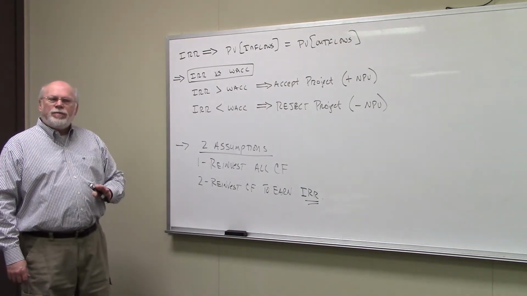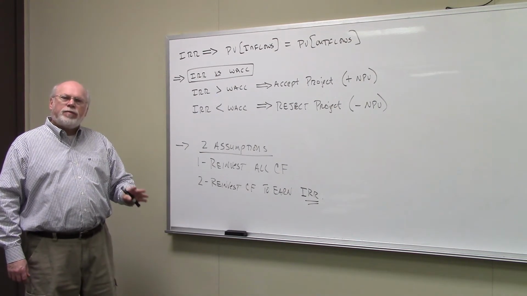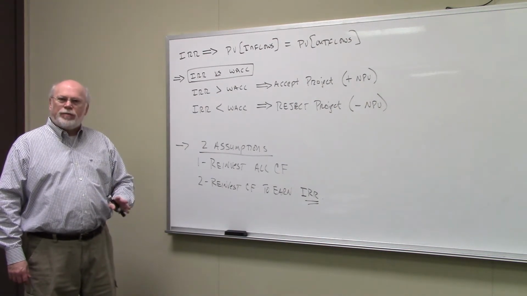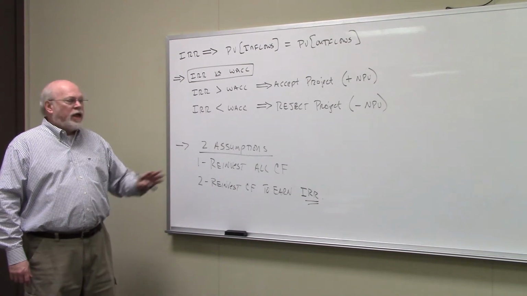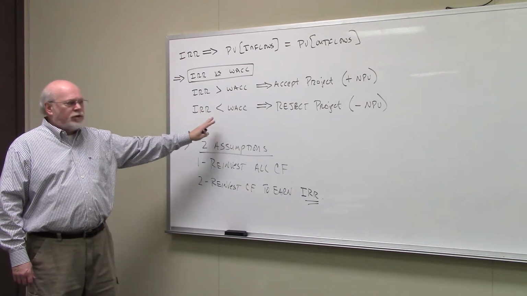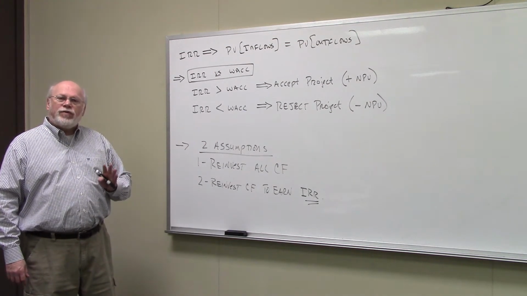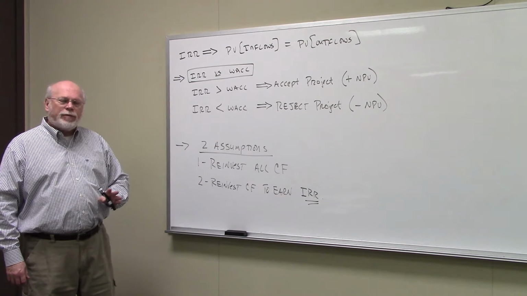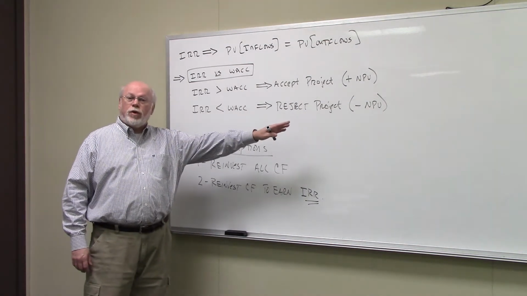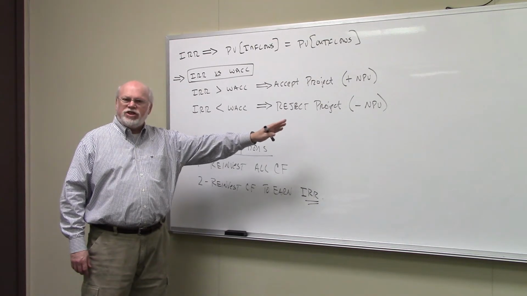And by the way, if a project has a rate of return greater than the cost of capital, it also has a positive net present value. If the internal rate of return is less than the weighted average cost of capital, you'd reject that project. And by the way, if the rate of return is less than the cost of capital, the project will have a negative net present value. Another reason to reject the project.